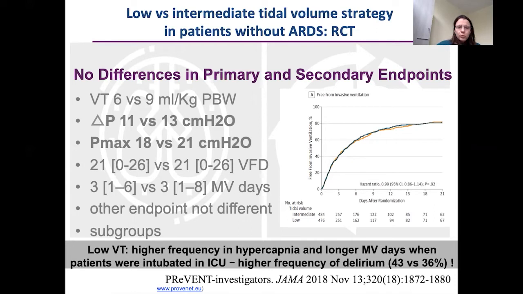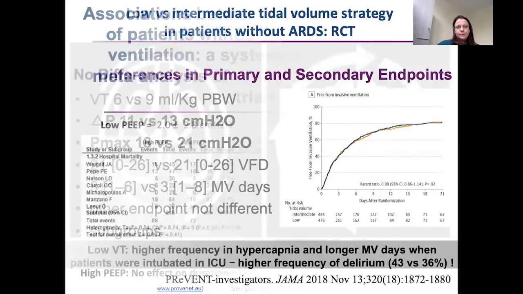However, in the group with low tidal volume, the authors found higher frequencies of hypercapnia, of course, which was correlated with longer mechanical ventilation days when the patients were intubated in the ICU, and a higher incidence of delirium. So be careful anyway to hypercapnia, and to how the pH is maintained.